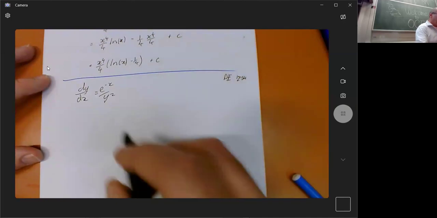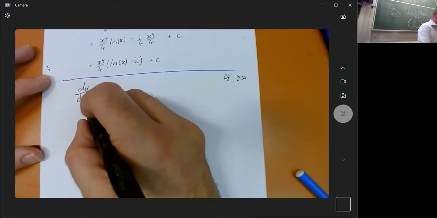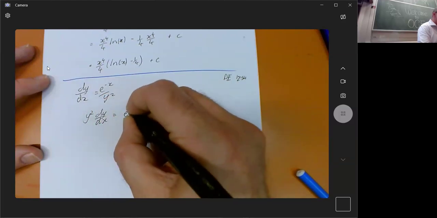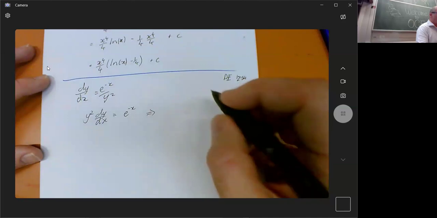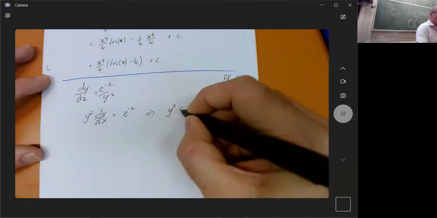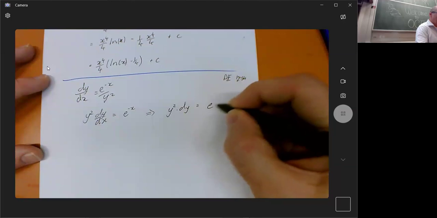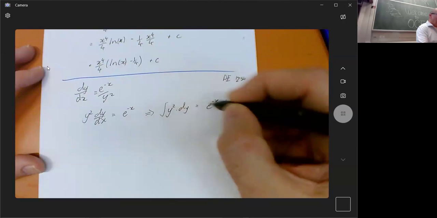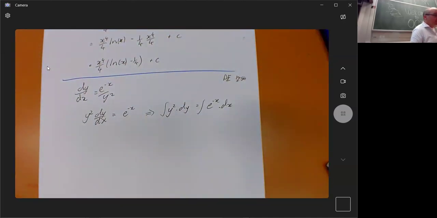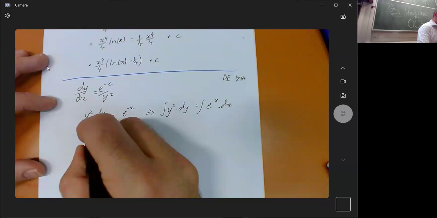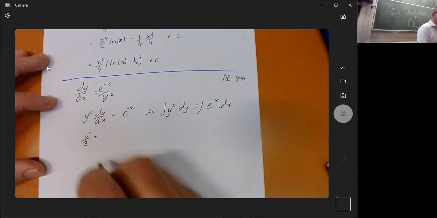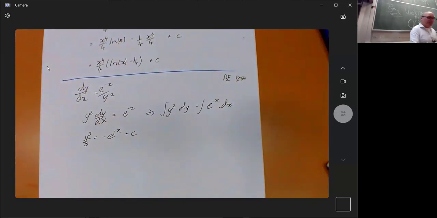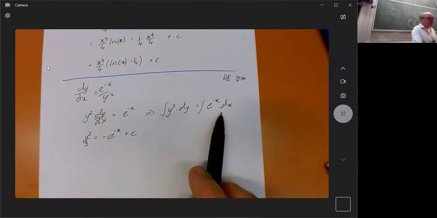All right. And so you are going to go, I'm going to have y squared dy on dx is equal to e to the minus x. I'm going to rewrite that as y squared dy is equal to e to the minus x dx. And then, hey presto, whack an integral sign in there and do this. All right, so I'm going to get y cubed on 3 is equal to minus e to the minus x plus c.